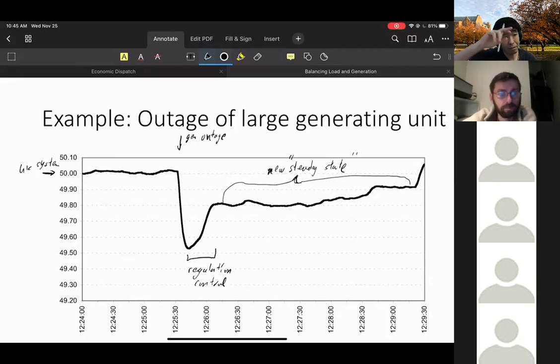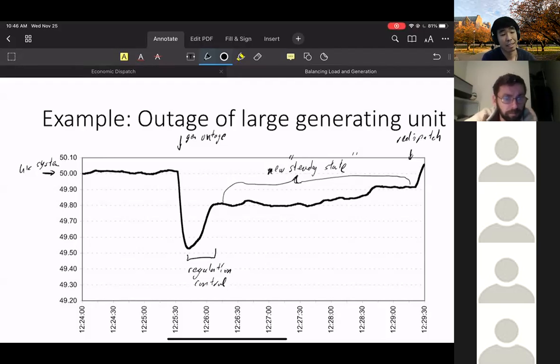So you recover some frequency, not all the way back, but you run out of room in the fast regulation resources. Your gas generators all kicked on and are basically outputting at their maximum, but you're still waiting for more resources to come in. So you reach this new quasi steady state. You operate for a while, in this case 3 minutes or so. And then you go up. This is essentially, in this case, a redispatch.